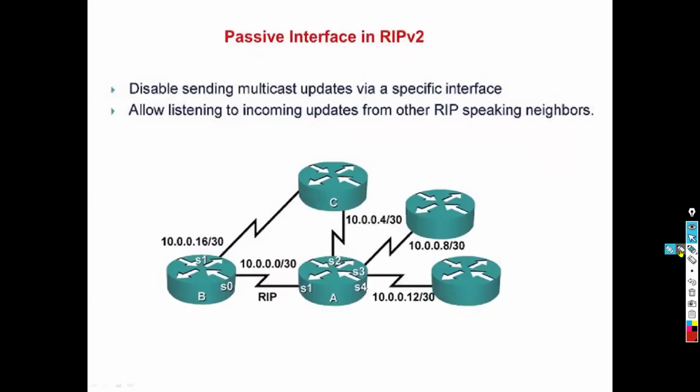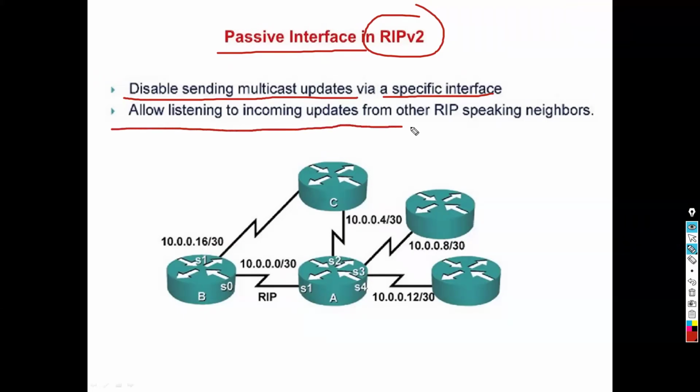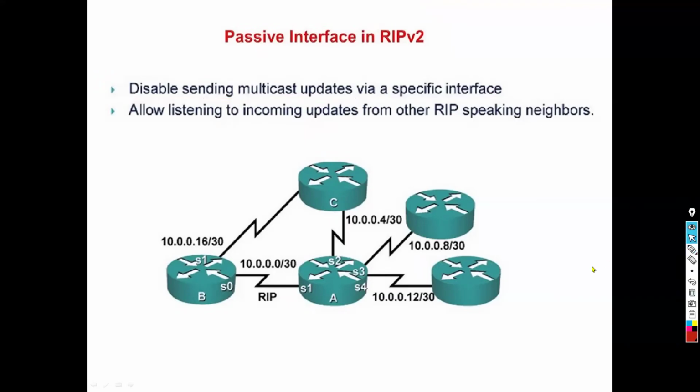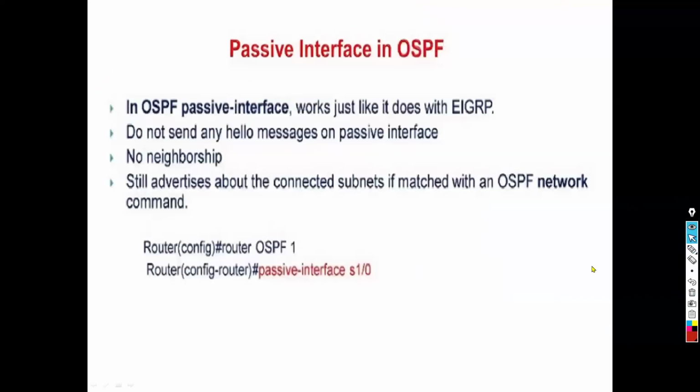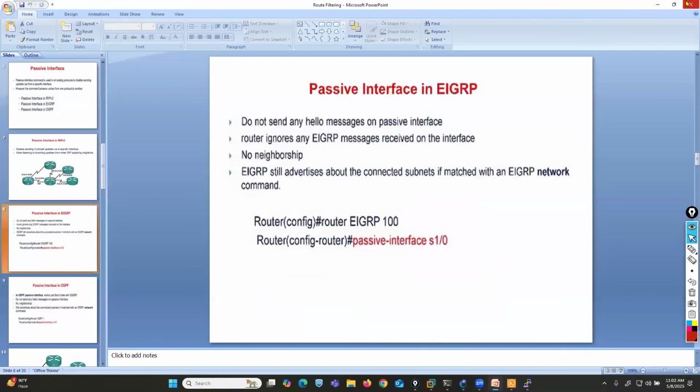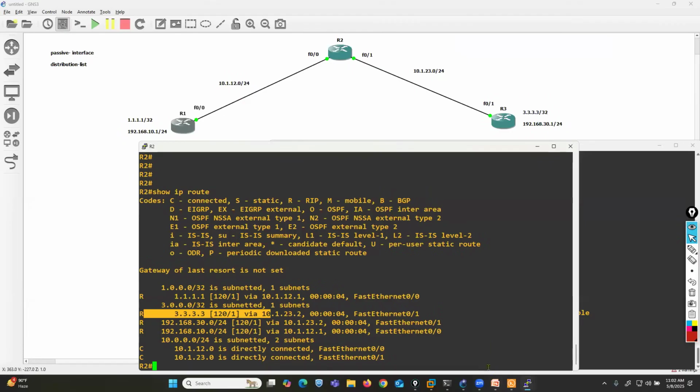For example, if you are using the passive interface concept in RIP version 2, it disables sending multicast updates via a specific interface. It allows listening to incoming updates from other RIP speaking neighbors. Now, if you are using the passive interface command in EIGRP or OSPF, then wait, let's try to implement. Let me disable the RIP protocol first. Wait, give me 2 minutes.